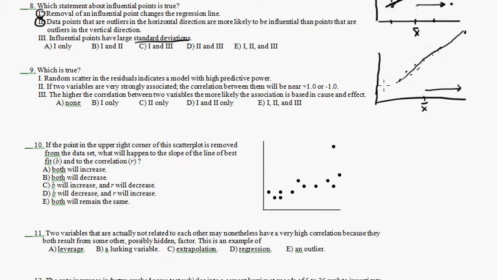Let's look at 9. Which is true? Random scatter in the residuals indicates a model with high predictive power. No, that's not true. Random scatter in the residuals implies that the model is appropriate.